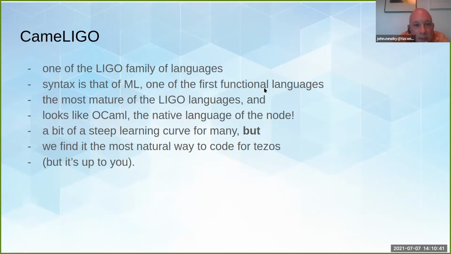So the first language I'm going to talk about in this whirlwind tour of Tezos is Camaligo. It's one of the Ligo family of languages in Tezos. There are 4 syntaxes at the moment. One resembles JavaScript, one ReasonML, and another one Pascal. The syntax of Camaligo is that of ML, one of the first functional languages. Camaligo is the most mature of the Ligo languages and looks like OCaml, which is the native language of the node. It's a bit of a steep learning curve for many people, but we find it the most natural way to code for Tezos, but we want to emphasize that it's up to you.